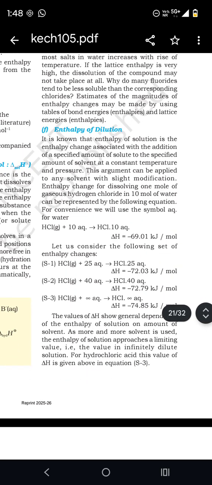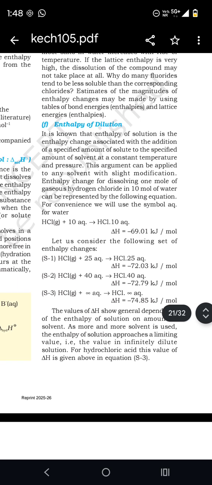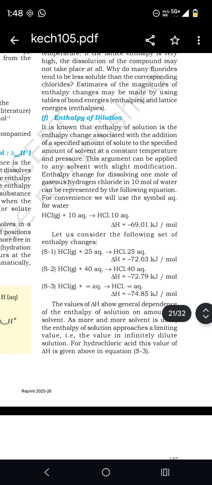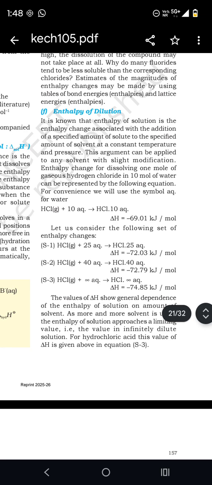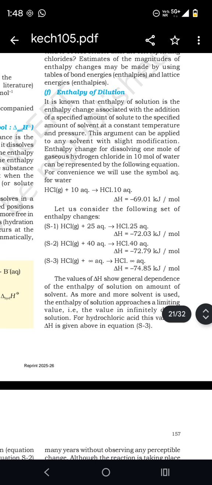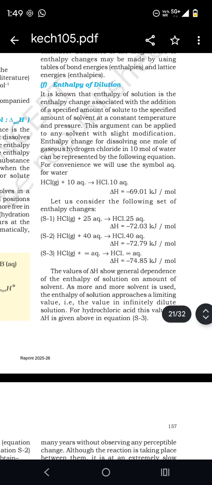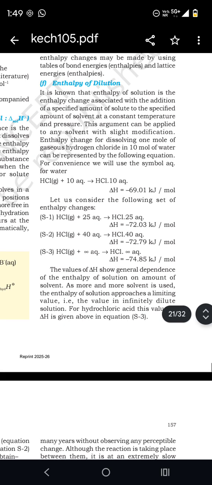Enthalpy of dilution. It is known that the enthalpy of a solution is the enthalpy change associated with the addition of a specified amount of solute to a specified amount of solvent at constant temperature and pressure. This argument can be applied to any solvent with a slight modification.